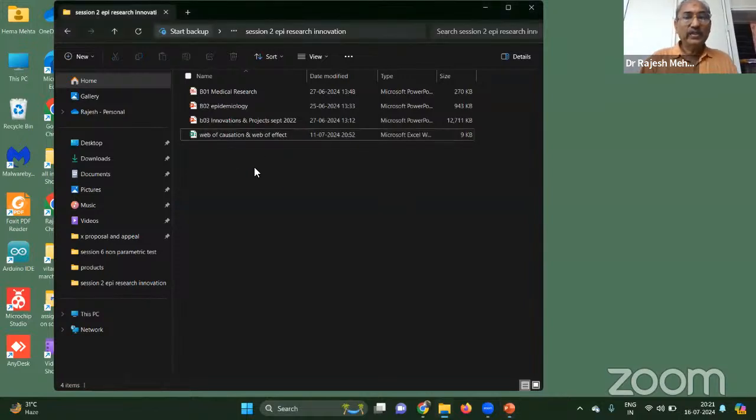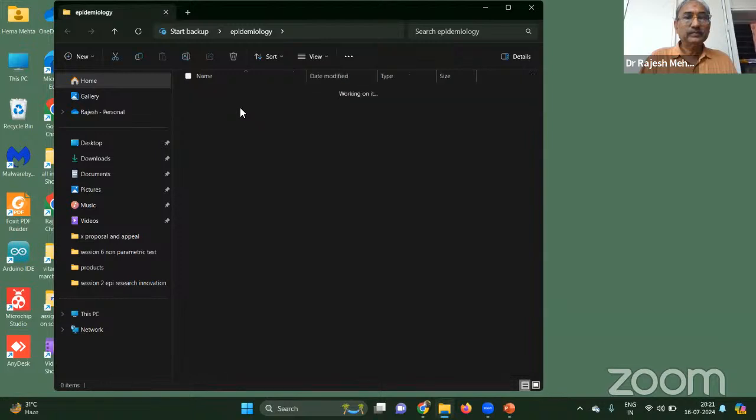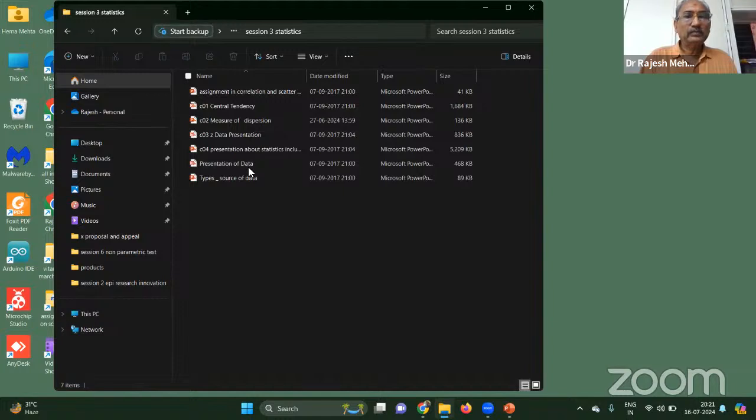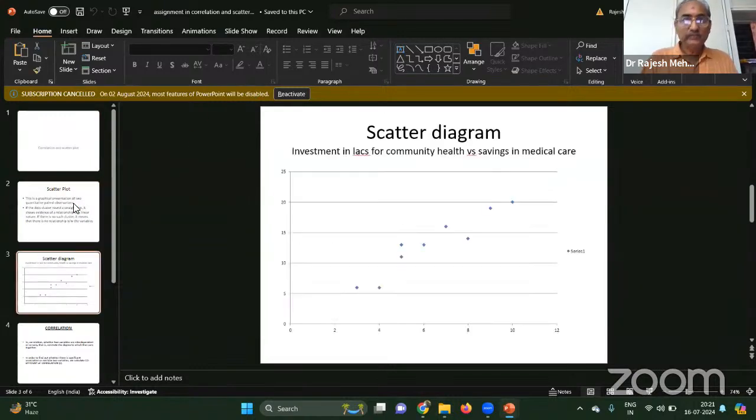Then we shall move towards, now we'll be talking about a few key things in statistics. Let me start with the scatter diagram.